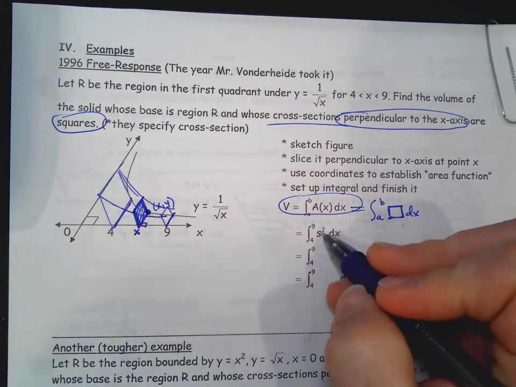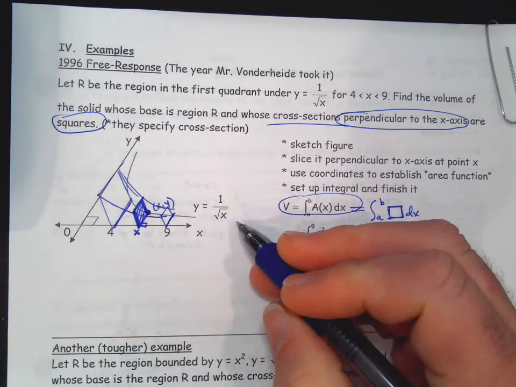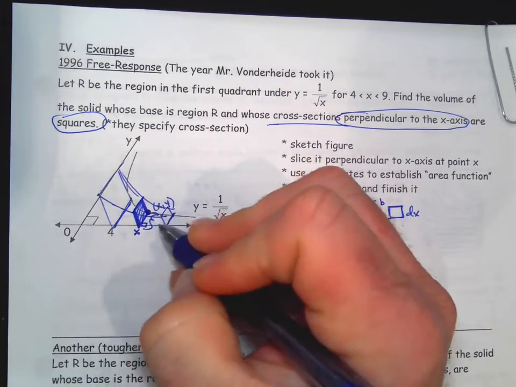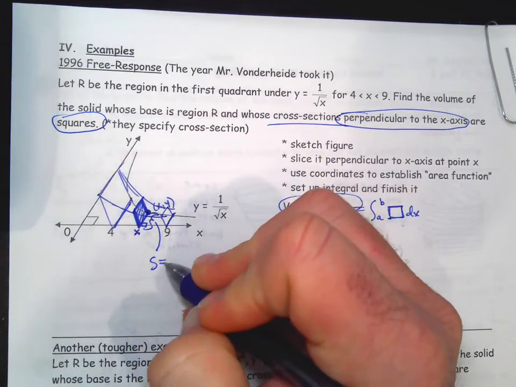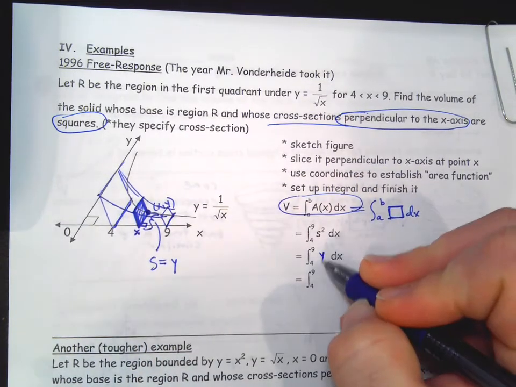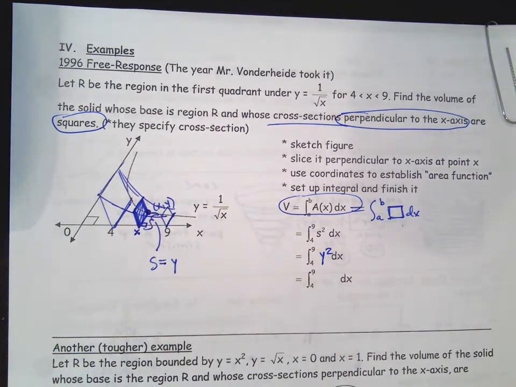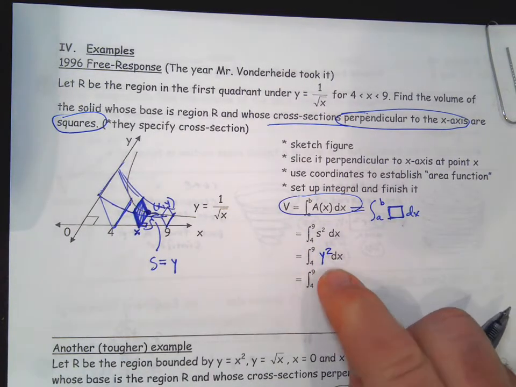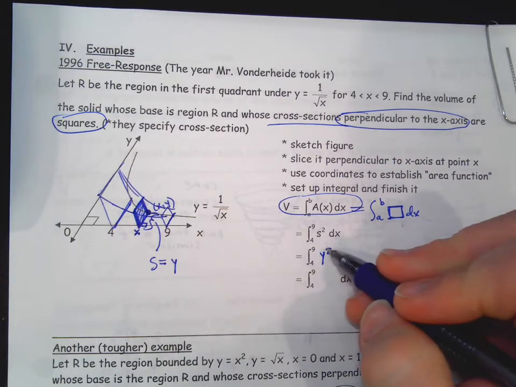Now, the sides of the square somehow have to be in terms of x or y. And on these ones right here, the side of the square is the y coordinate of the curve. So we could write that. We say, well, it's going to be y squared, which it is. We can't integrate y squared with respect to x. So we need to get it into terms of x.